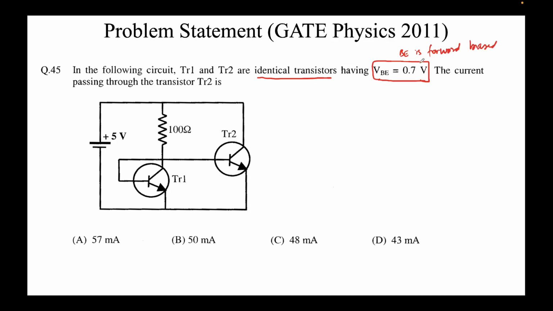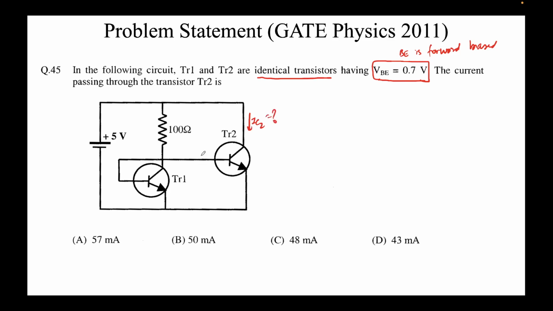Note that these are NPN. So if this is positive, this means this is forward. So base is P, emitter is N. So P is at a higher potential as compared to N. This means this is a forward bias. So BE is forward bias, and the current passing through transistor 2 is what we need to find. Let's call this IC2 maybe. So we need to find the value for this.